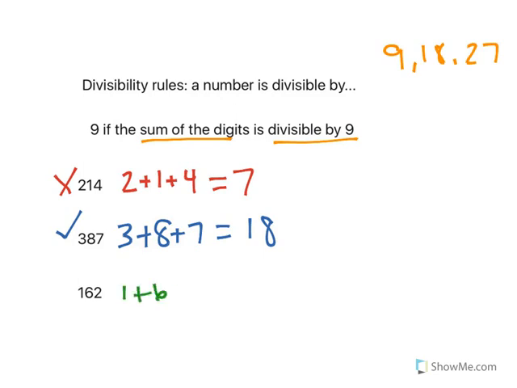And 1 plus 6 plus 2 for 162. 1 plus 6 is 7. 7 plus 2 is 9. 9 can be divided by 9, so 162 can be divided by 9.